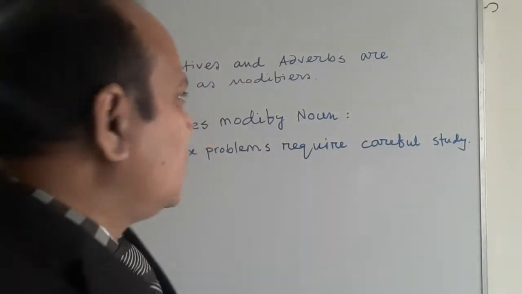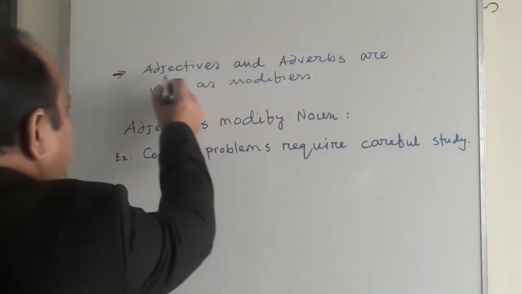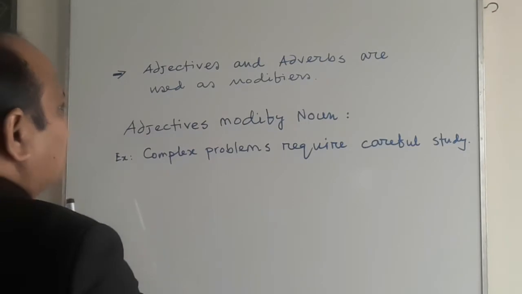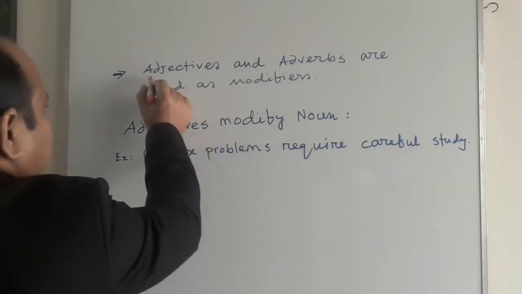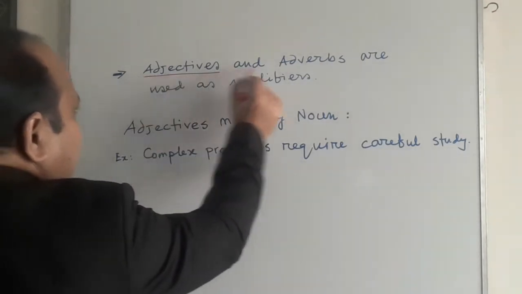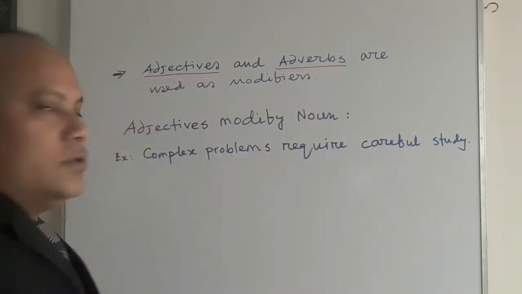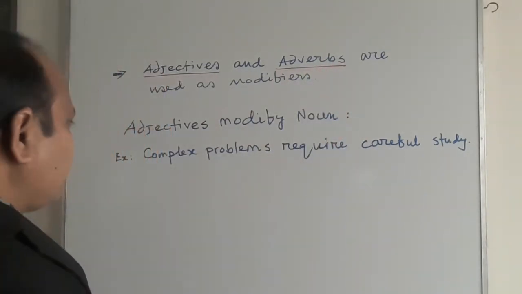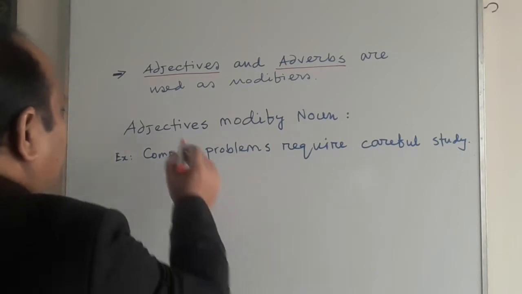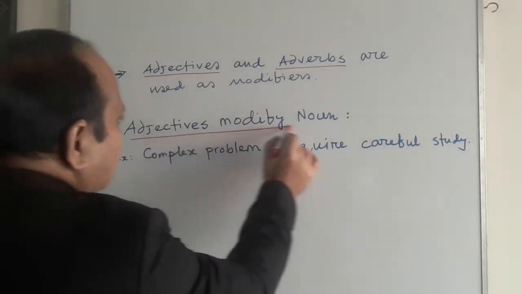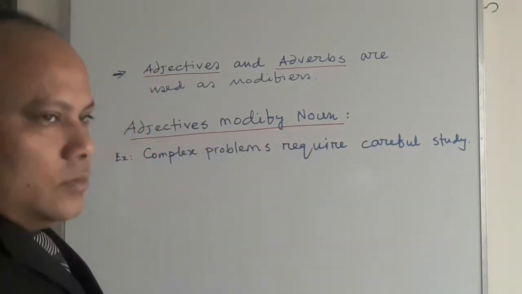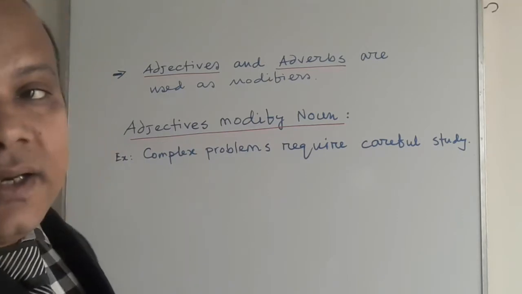My dear students, we know adjectives and adverbs are used as modifiers. The parts of speech adjectives and adverbs are used as modifiers. Now we will observe how an adjective modifies a noun. That is how an adjective modifies a noun.